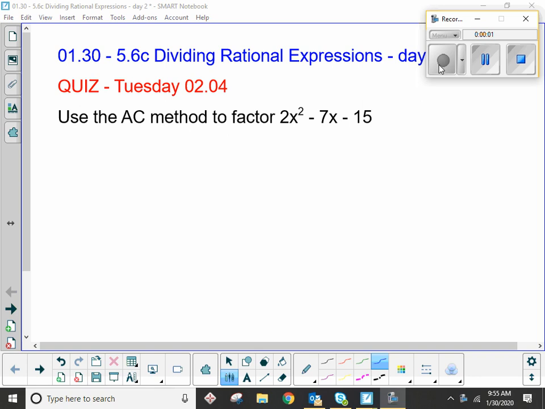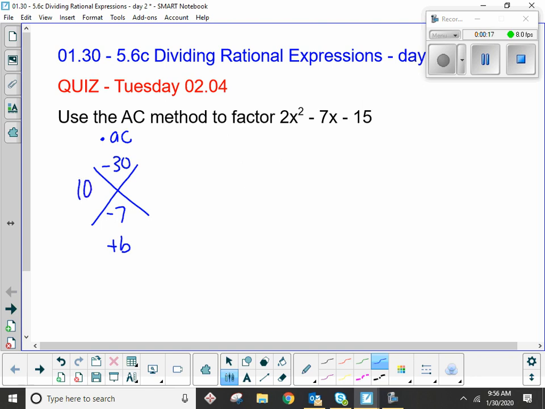You start with the cross: what multiplies to AC and adds to B? And what is, yeah, negative 30. B is negative 7. Ten and 3, where the 10 is negative. So what are we going to do with that? Why do we care about that negative 10 and 3?